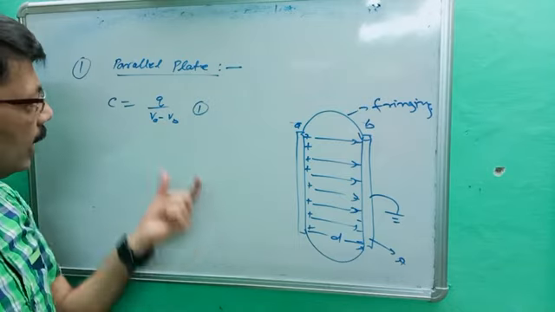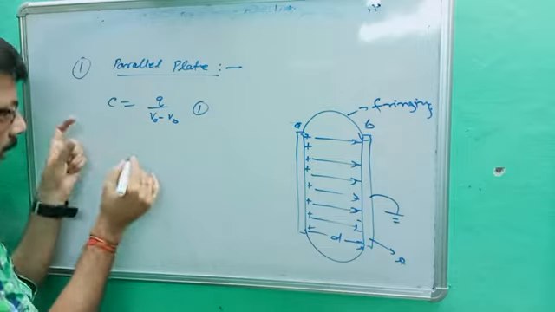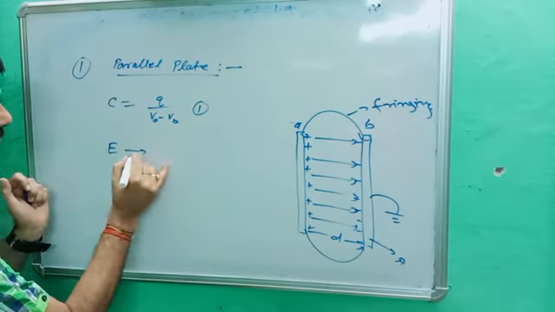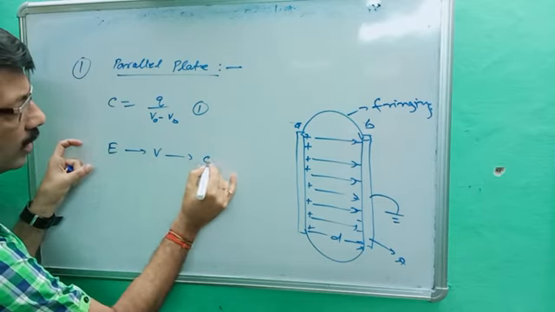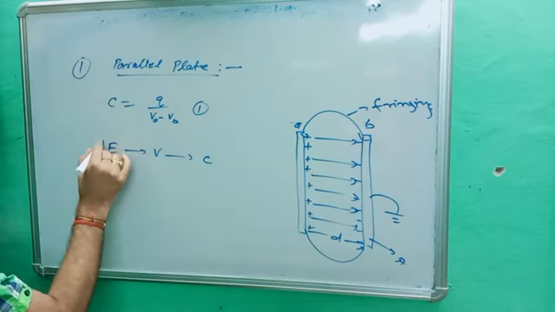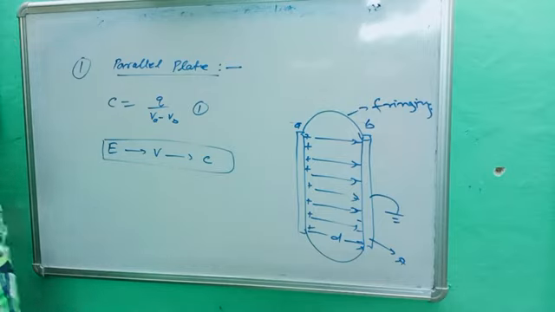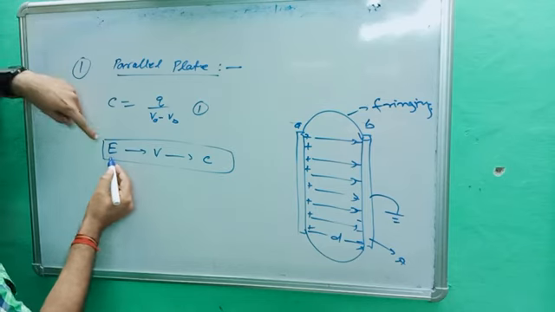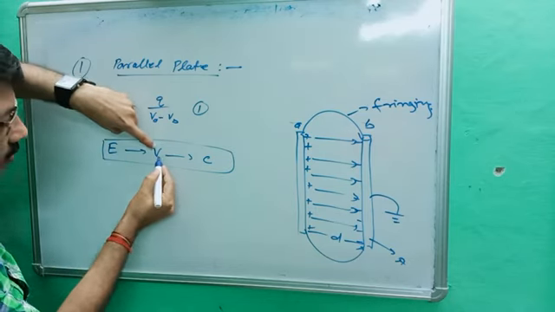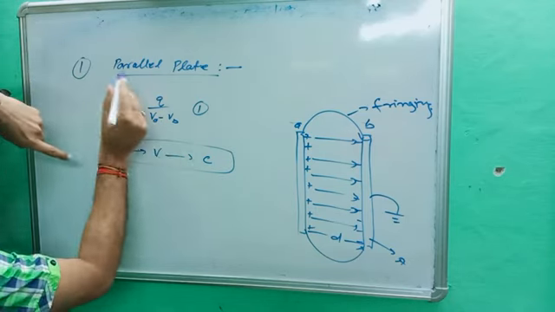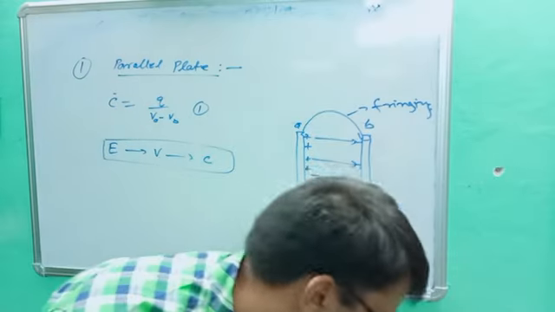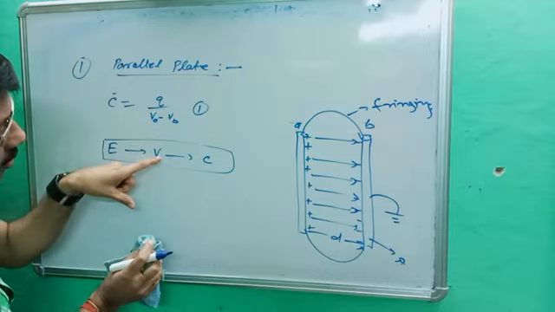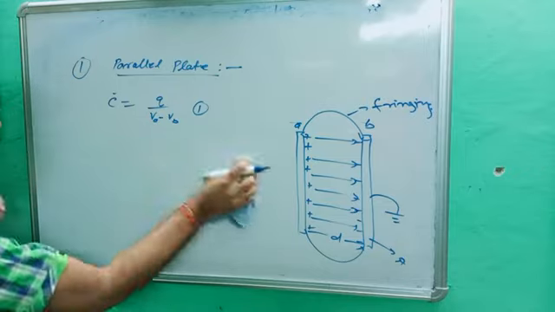Equation number one. Anyhow, we have to get the value of V. So there is a track for getting V, and listen to the track. First you will get E, then from E you will get V, and from V you will get C. Note down the track. All the time, if a competitive question asks about capacitance, first you will try to get E. From E you will get V, and you put the value of V here. You will easily get C. So this is our track. We will do it one by one. First E.